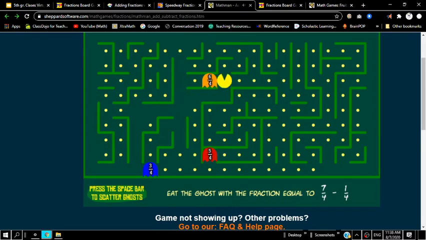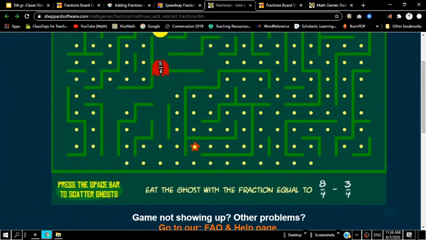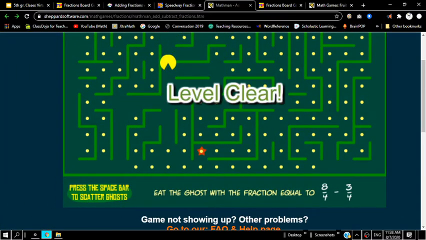So again, we know that 7/4 minus 1/4 is 6/4. All right, let's see. 7 minus 4 is 3, so 7/4 minus 4/4 equals 3/4. So let's look for our answer, that blue one right there. Okay? 8/4 minus 3/4 equals 5/4, which I believe is right there. We got it. We cleared the level.